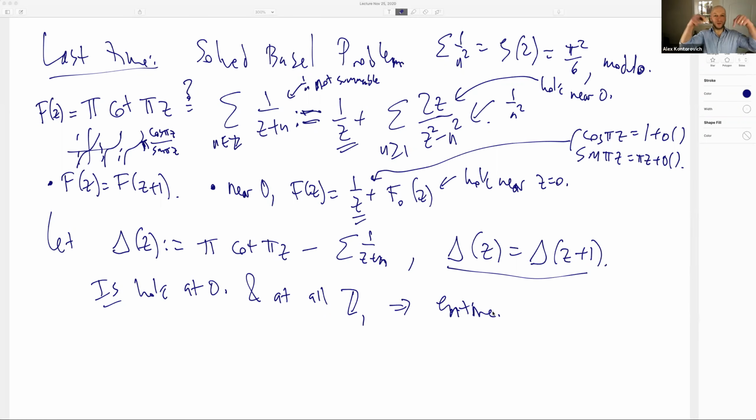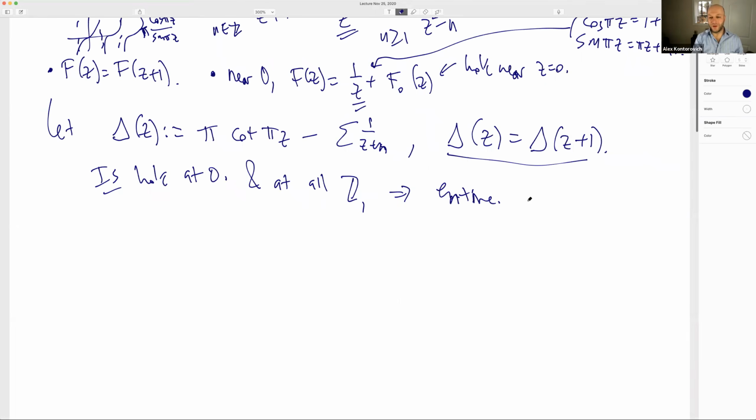Okay, so all of the poles, both of them have poles at the integers. And just from the invariance and looking at 0, we can see that the residues at those poles exactly cancel. You believe that? Great. Well, so if we could show that this delta is bounded, then it would be a constant, and then that constant would be 0.